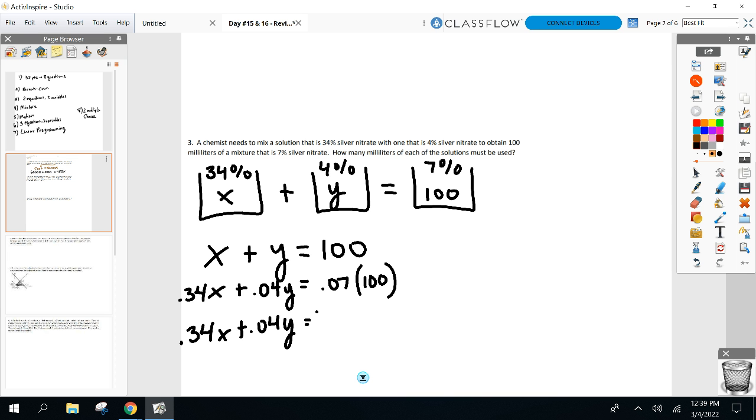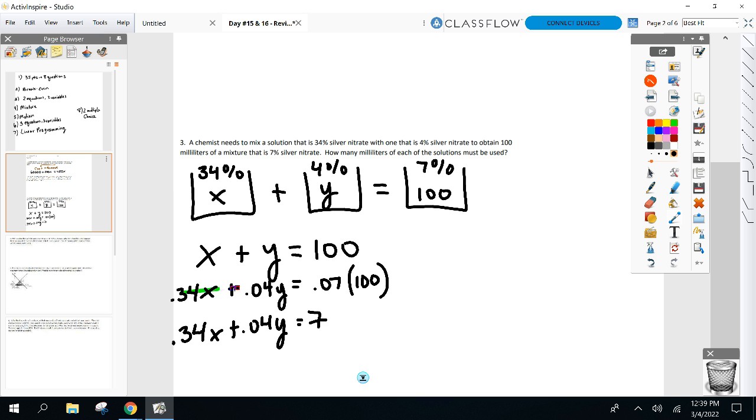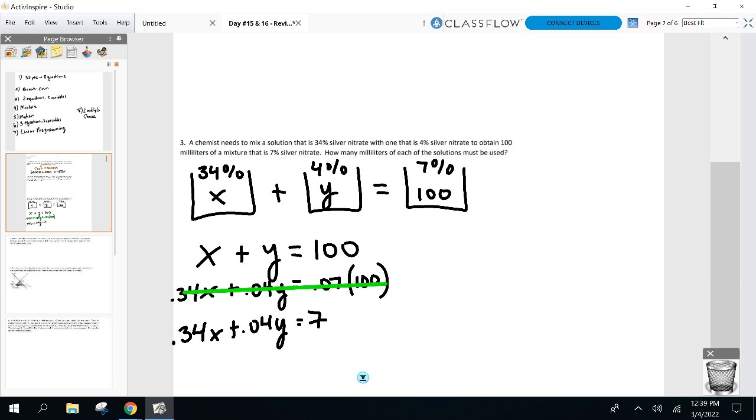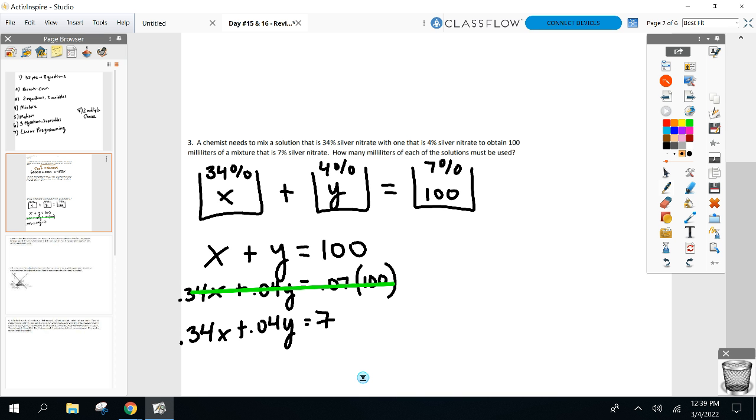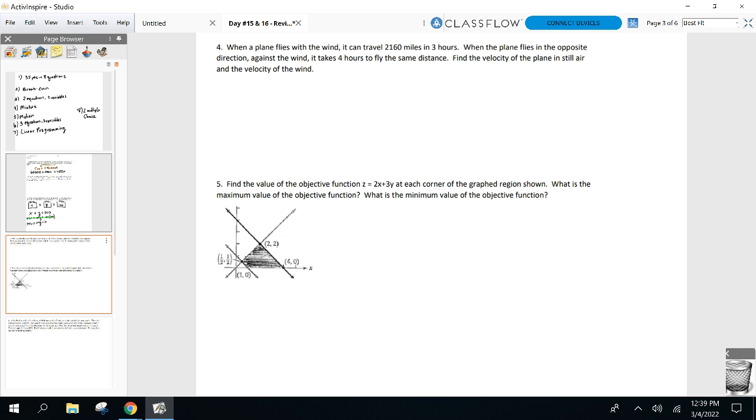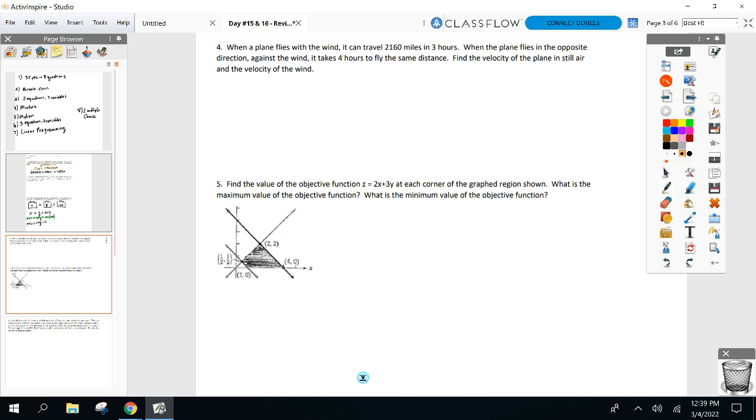What's that, 7? There we go. So work with that equation instead. All righty? And then that's on you to solve that. Shouldn't be too bad. You guys are pros now. Anything with the mixture? Number 3, mixture. 4 is motion. We'll do on Monday, with the wind, against the wind.